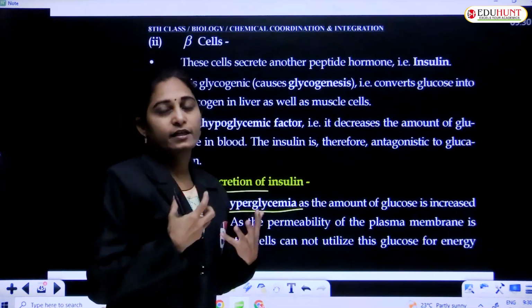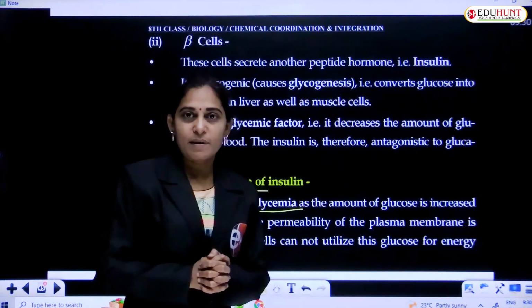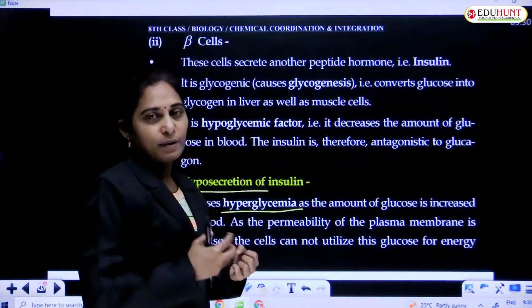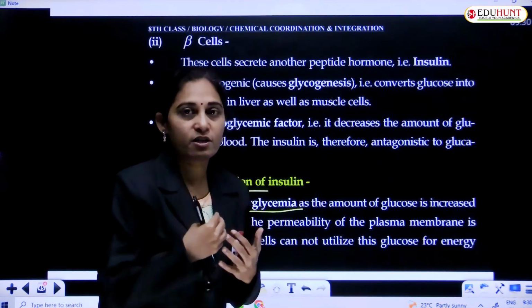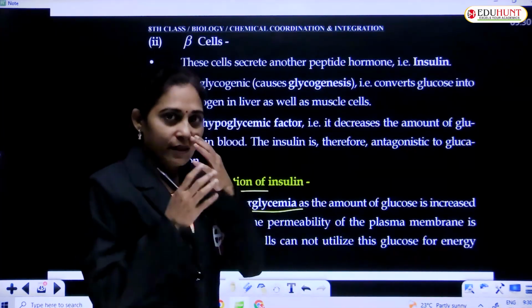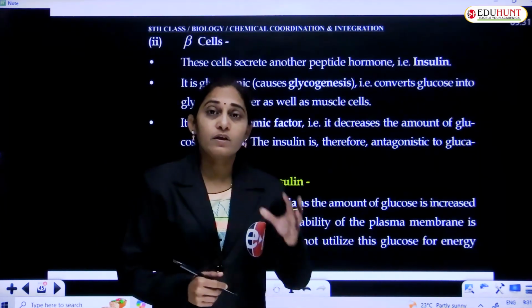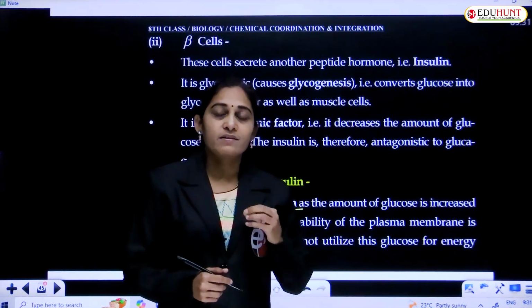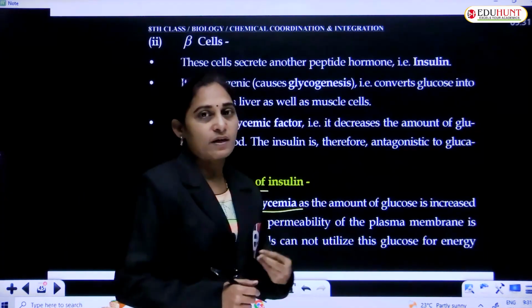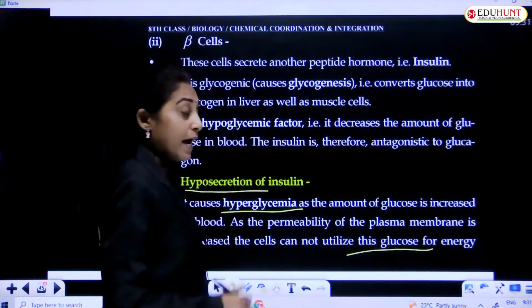Hyperglycemia, that is increase in the blood sugar level, as the permeability of the cells to glucose decreases. Permeability is the affinity of the cells to move glucose through the cell membrane, that is decreased. If it decreases, what happens? The plasma membrane does not allow the glucose to pass through. That is why the cells will not take up the glucose from the blood. That causes a rise in the glucose level, and it is not utilized for energy.